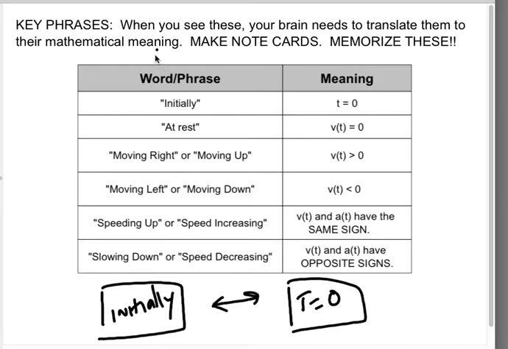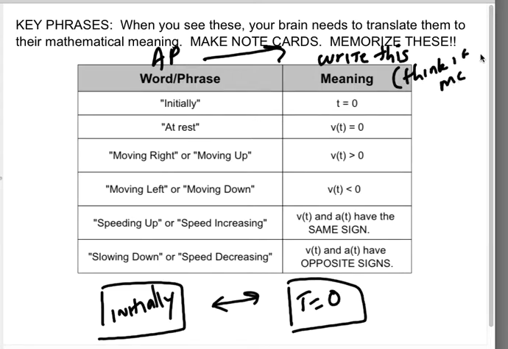So if the AP says this, you need to write this. Or think it if it's a multiple choice. If it's multiple choice, you just have to think that it's true, but if it's free response, you need to write that you understand that this word means this thing, okay? And the same thing for all of these.